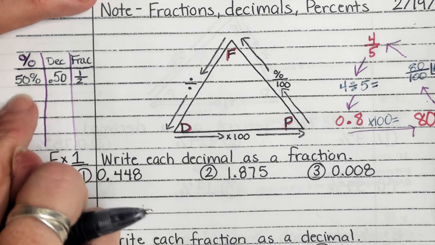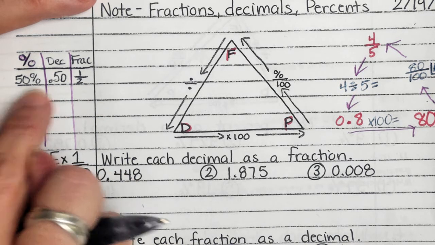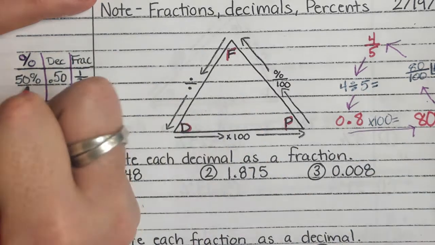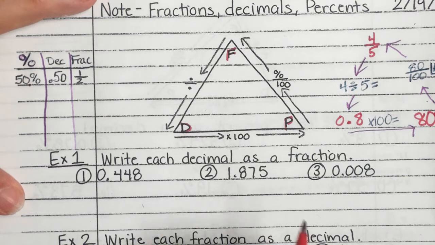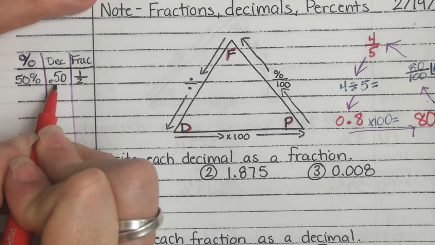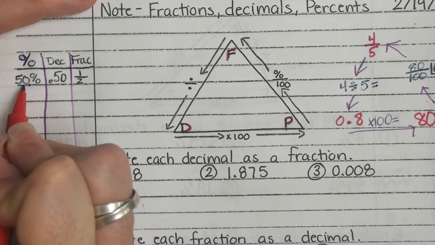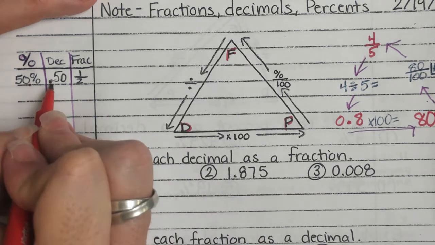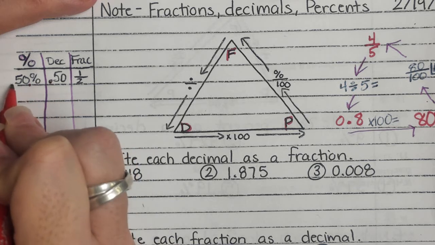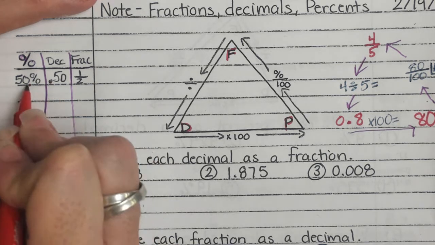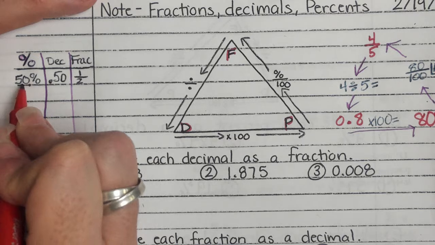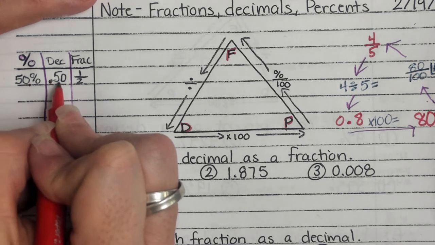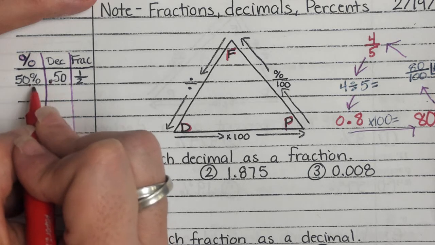I want you to notice something between these 2 columns. What if you pretended the decimal was right here? How did I get over here? Move the decimal twice to the left. If I wanted to come from 0.50 to 50%, I'm going to move it twice to the right. I'm going to go back and forth.